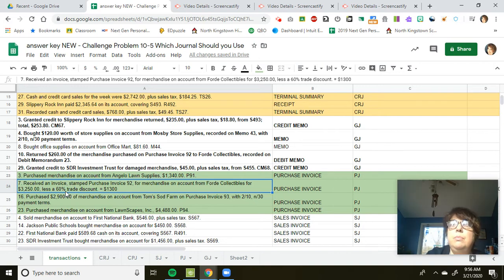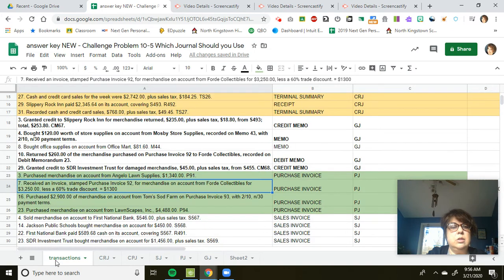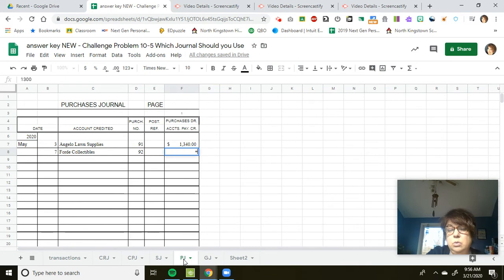But we talked, this is chapter 9, by the way. We talked about that a lot in chapter 9. It's stamped purchase invoice 92. Okay. So I just know that it's the 7th. It's Ford Collectibles. It's 92. And here you either could write $1,300, or if you wanted to go above and beyond and just double check your work, you could do a Google Sheet formula that just says equals $32.50 times 40%. Or 0.4, equals $32.50 times 0.4, if that makes you happy. The answer is $1,300.